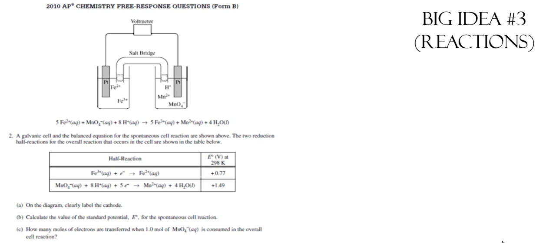You'll notice, before I even look at everything else, that the cell itself has 2 Pt electrodes. Those are platinum electrodes. Those are not reactive. Right? Those are inert. Those facilitate the transfer of electrons. It's actually all the other ions.